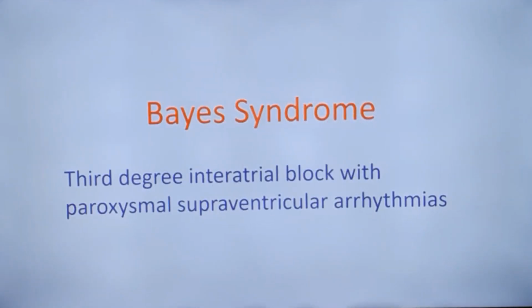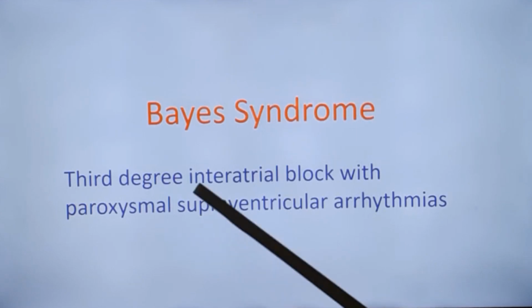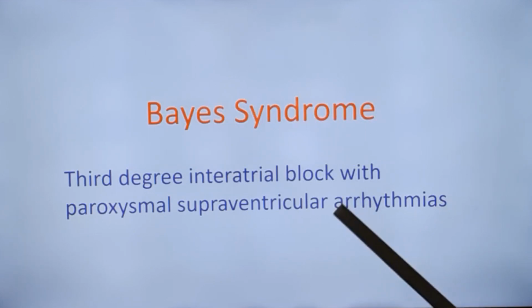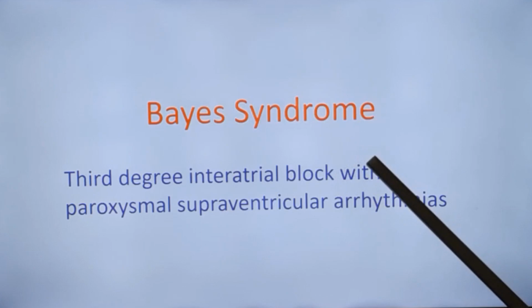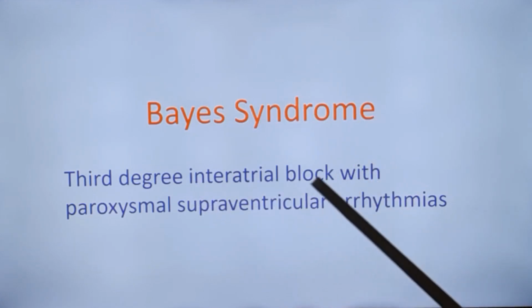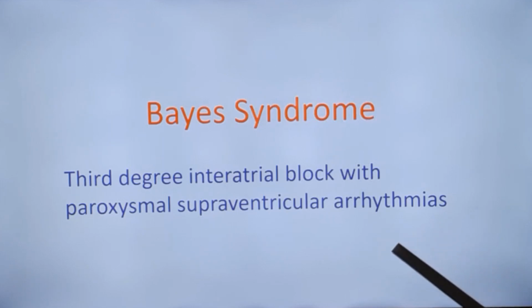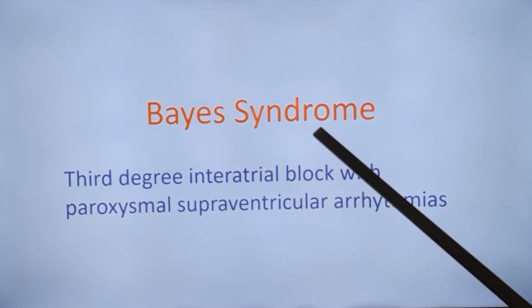Now, what is Bayes syndrome? It is third degree interatrial block associated with paroxysmal supraventricular arrhythmias, described by Professor Bayes de Luna. Third degree interatrial block with paroxysmal supraventricular arrhythmias is known as Bayes syndrome.